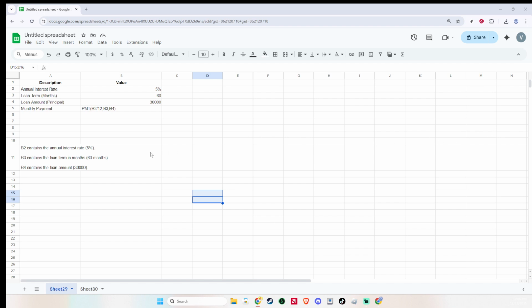First, open your Google Sheets document on your desktop so you're ready to work. Decide where you want the payment amount to appear, then click that cell to select it. This is where the final result will be displayed.